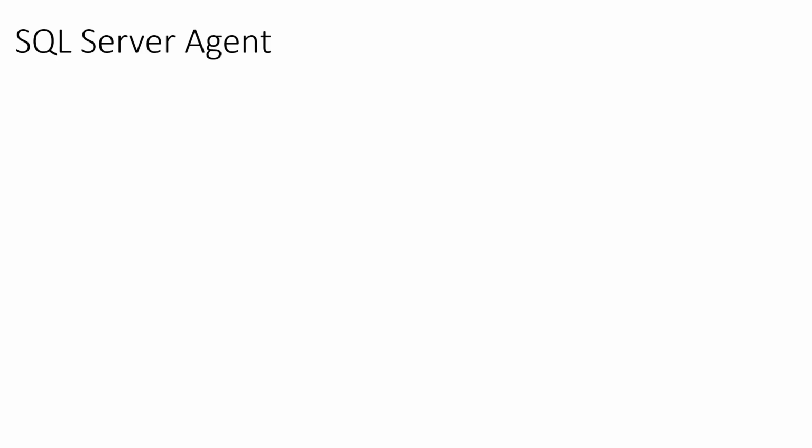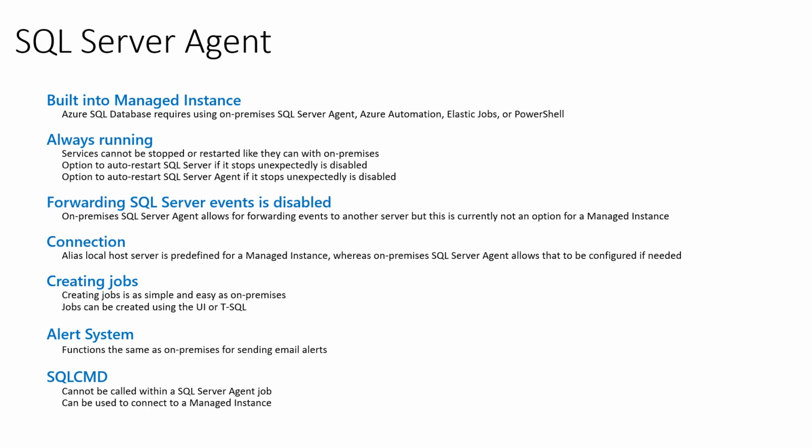You do have access to SQL Server Agent, which is good news because Azure SQL Database does not have SQL Server Agent. So you can migrate your jobs just like you saw me do it in a VM, the same way in Managed Instance. It's always running. It's built into the product. Forwarding SQL Server events is disabled because you can't forward the events into the event log, right? You don't have access to the event log. As far as the connection is concerned, the alias localhost server is predefined for managed instance, where an on-premises SQL Server Agent is allowed to be configured. You can't configure it in MI.